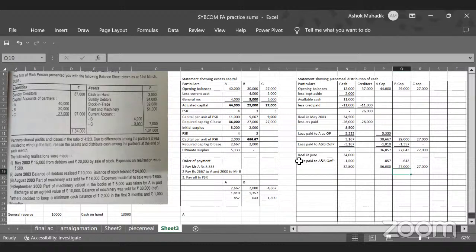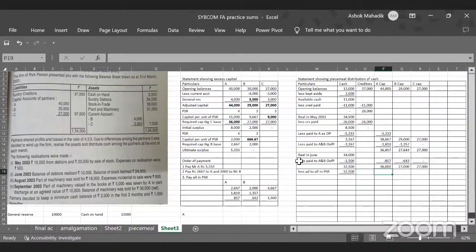Pay all in PSR. So whatever cash will be there, we will be paying in PSR. So in fact, even this 32,500 will be distributed in PSR. Less paid to all in PSR. Okay, how much? Full amount? 32,500.